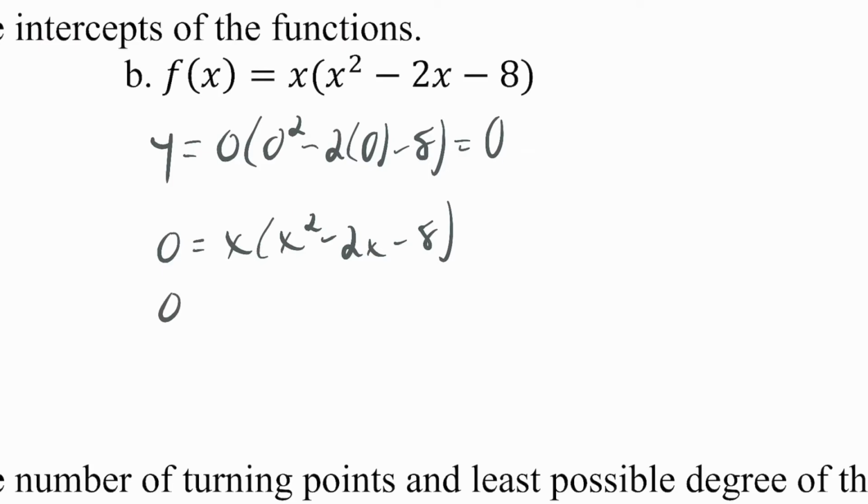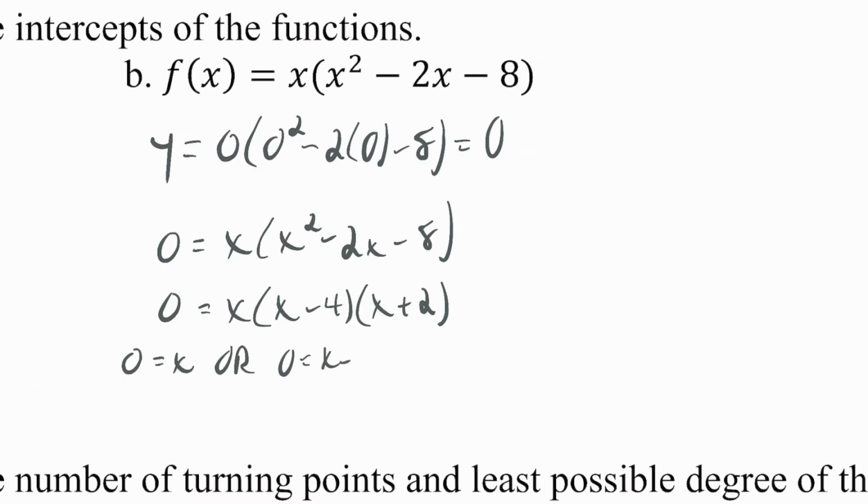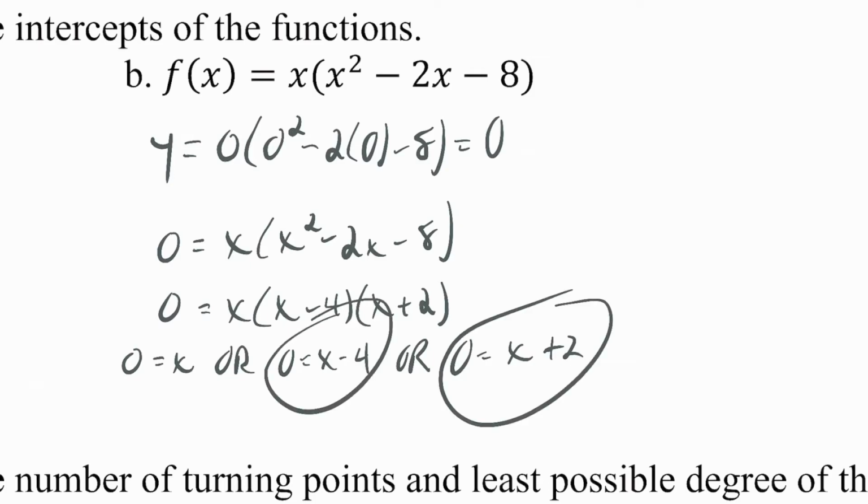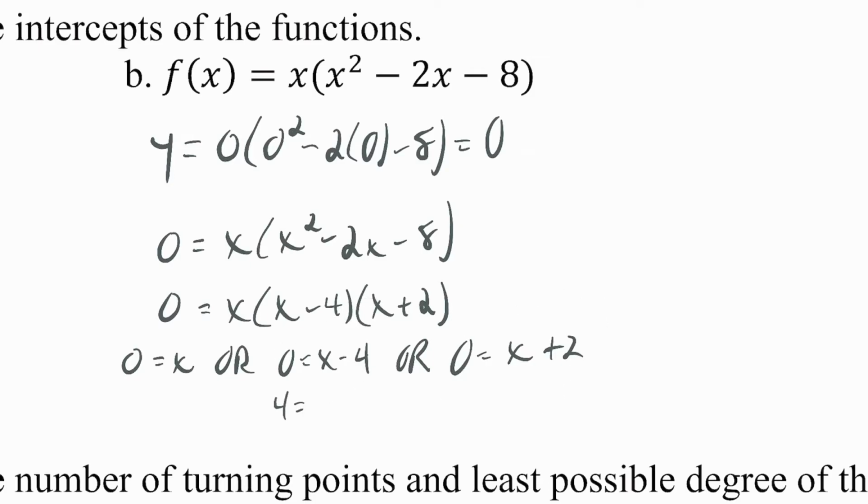So let's say 0 equals x times, well, x minus 4 times x plus 2. Okay, so now I can separate these factors into separate equations. Clean up some of this writing a little bit. There we go. Okay, so this one's done being solved. There's nothing to move, and I can solve these two separately. So 4 equals x, or negative 2 equals x.